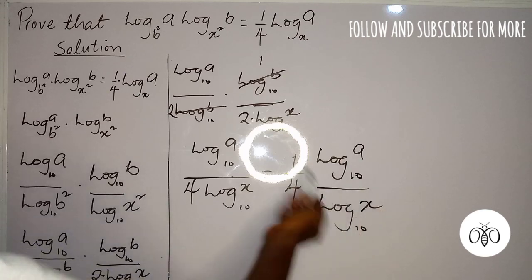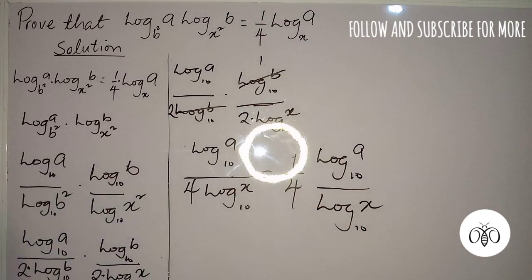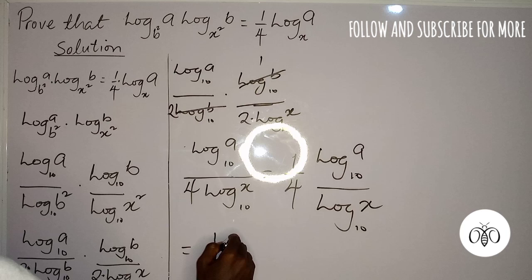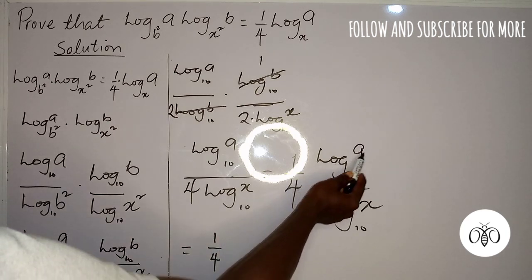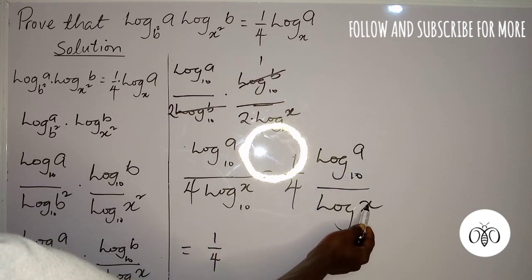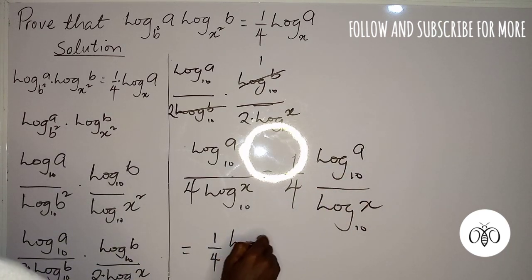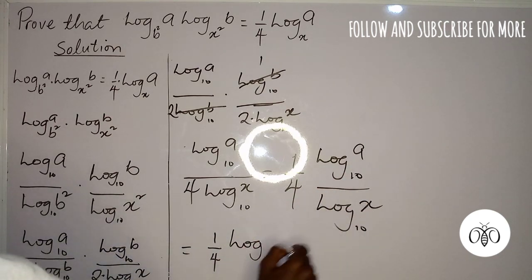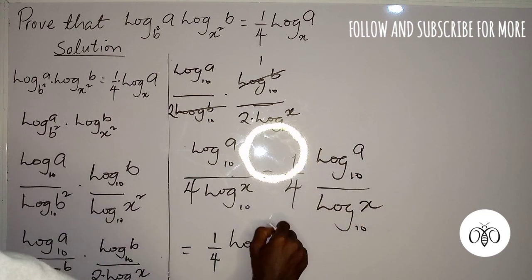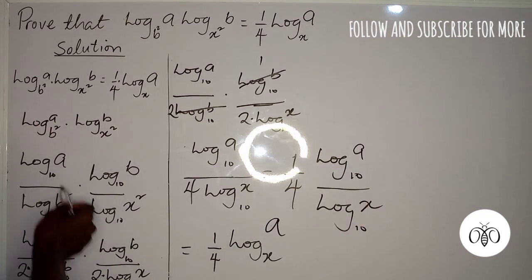So we can compress this back by reversing the process of change of base. So this becomes 1 over 4. Then we have this as a single logarithm. So x will be the base, while a will be the number. So log to base x, then a. So it's the reversal of the change of base process.